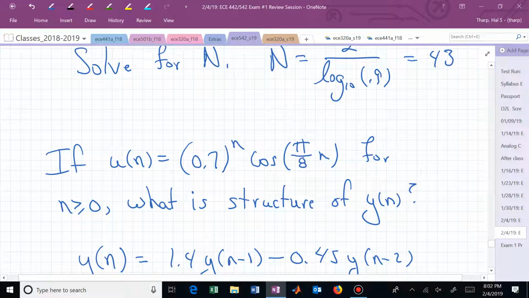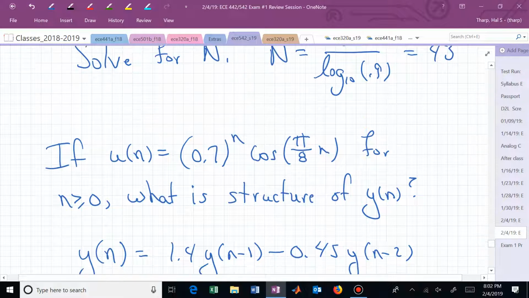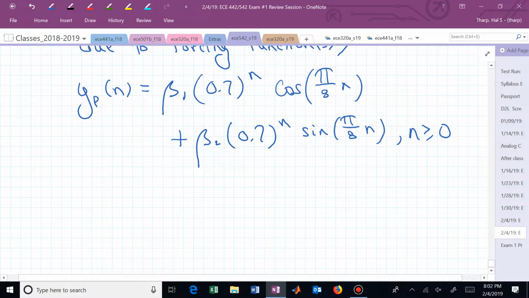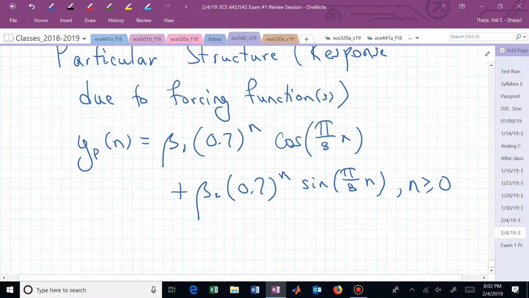But for this, I hope you can see that this input has a cosine pi n over 8 and an exponential or a decaying of 0.7 to the n, and that's exactly the same structure that we're having for the particular. We just have introduced a sine component in addition to the cosine. And that gives us then this delay in the output versus the overall. Now did that answer your question?